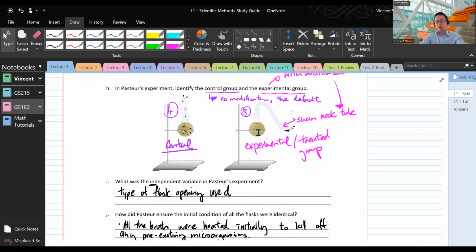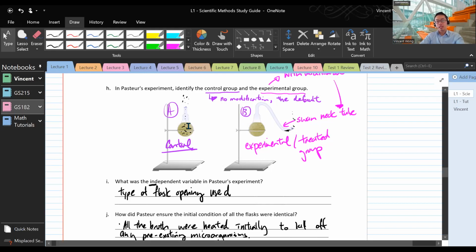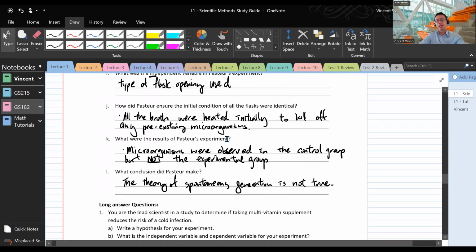But that was not observed, right? He only saw microorganisms in this flask and not this flask, right? And so that proves that the source of the microorganism is actually from the air, right? From the open top, and not that they're appearing out of nowhere on their own. Does that make sense? Okay, nice, great.